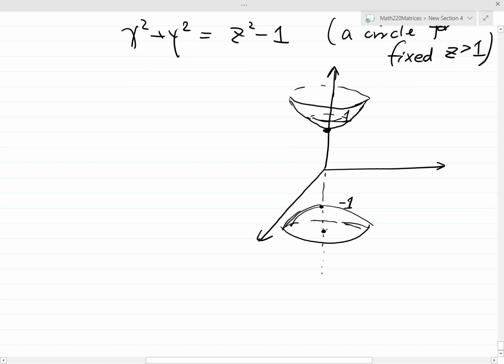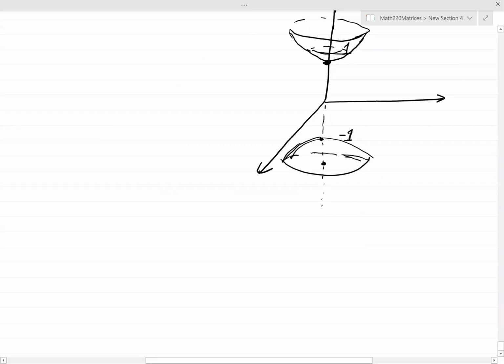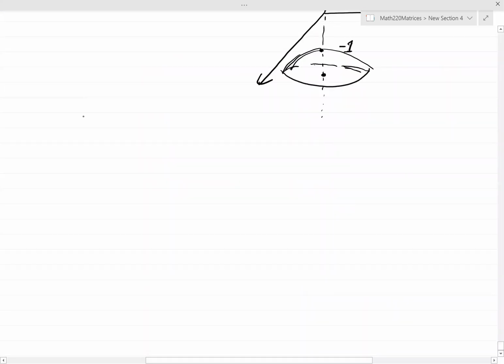So this is called a hyperboloid of two sides. Hyperboloid of two sides. And we have the hyperboloid of one side.